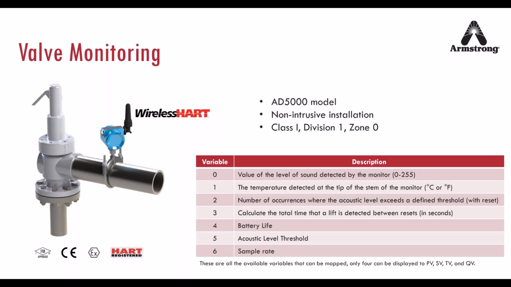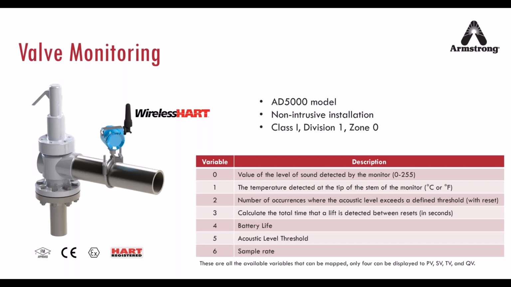And we have multiple variables, 0 to 6. The first one being the level of the sound. We have the temperature, we have the number of occurrences. So depending on how often you test, the sample rate, we can calculate the number of occurrences and calculate the total time that the lift is detected. We have the battery life, and also the acoustic level threshold that you can adjust, and the sample rate. 7 variables, sorry, 0 to 6.